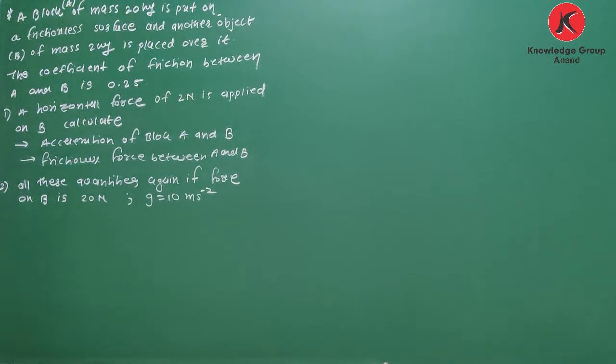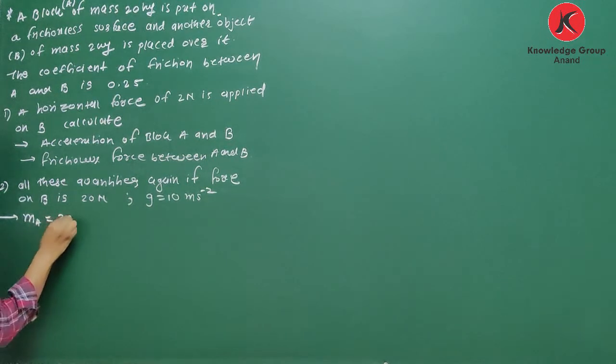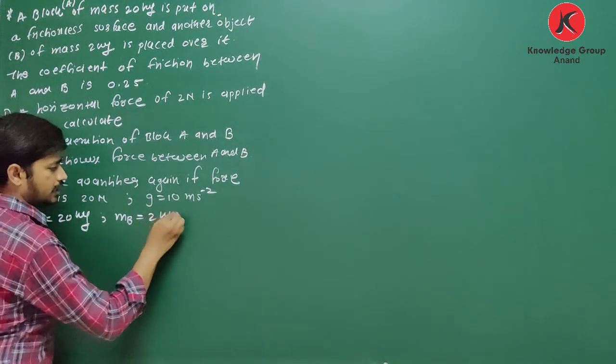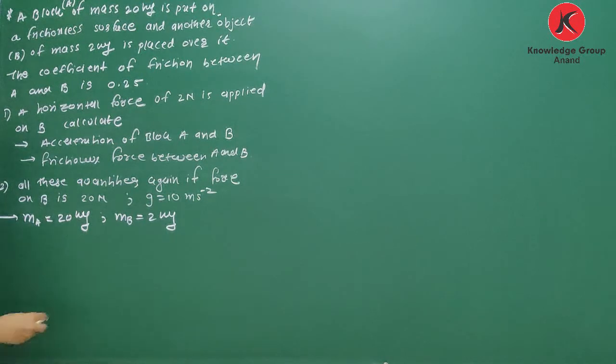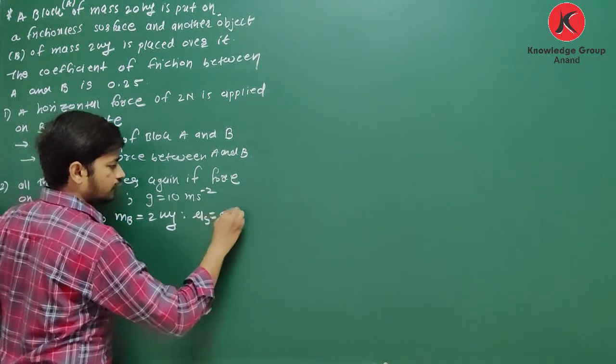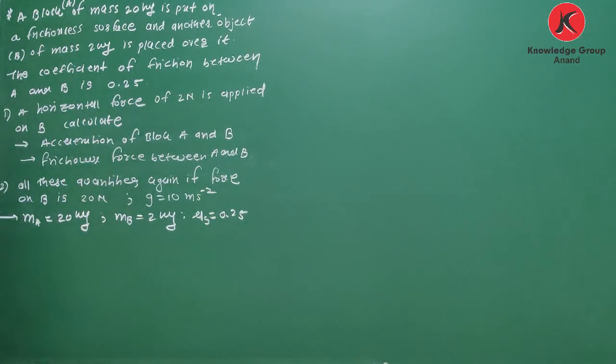Yes, we will solve this question. Here the mass of block A, MA, is equal to 20 kg. The mass of block B, MB, is 2 kg. The coefficient of friction between them, mu S, is equal to 0.20. A horizontal force of 2 Newton is applied on B. This is case 1.